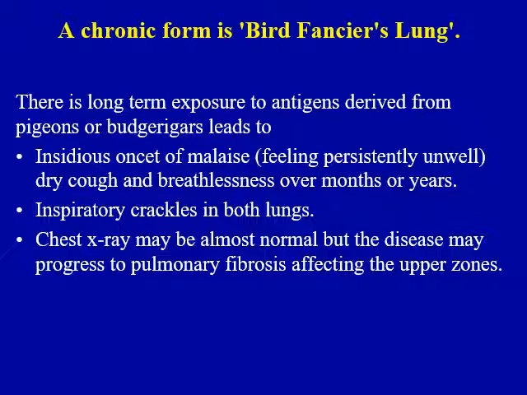An example of the chronic form is bird fancier's lung. Here there is long-term exposure, because it is chronic, to the antigen derived from pigeons or budgerigars. This leads to insidious onset of malaise, dry cough, and shortness of breath over months or years. By auscultation of the lung, there is crepitation in both lungs, and chest X-ray may be normal or may show pulmonary fibrosis affecting the upper zone.